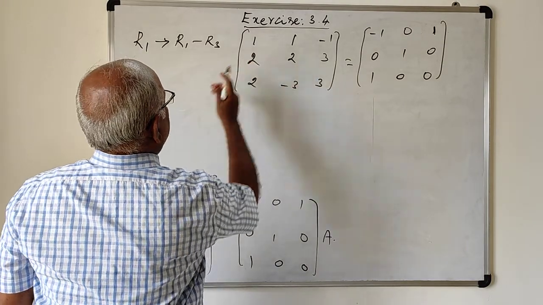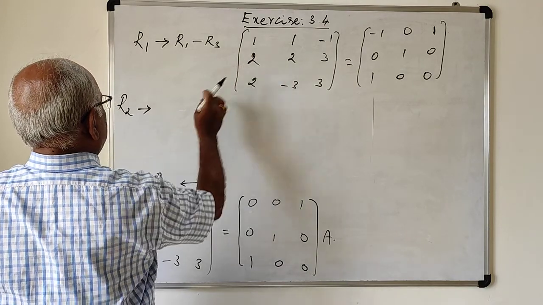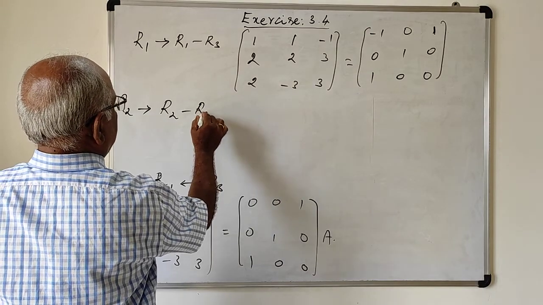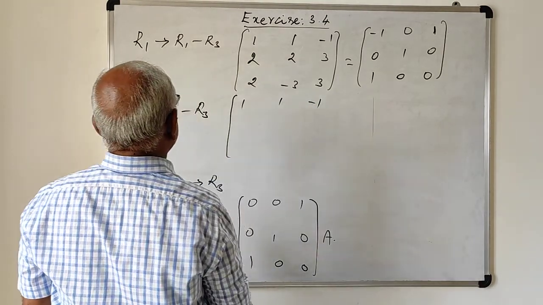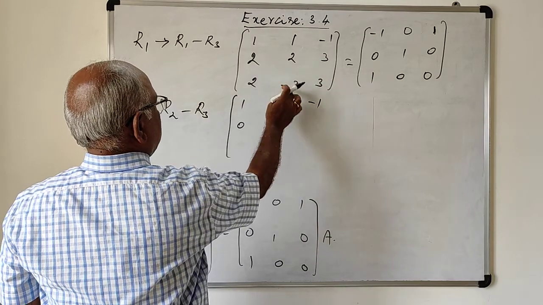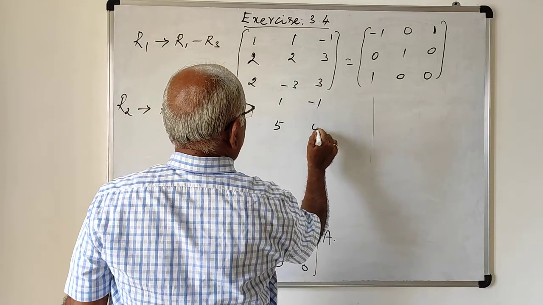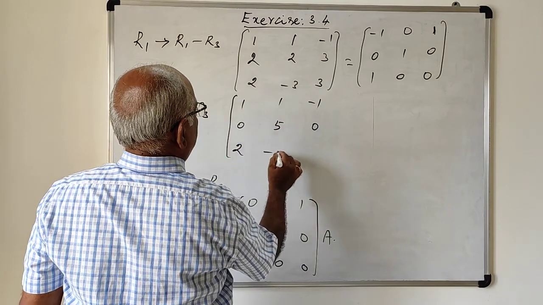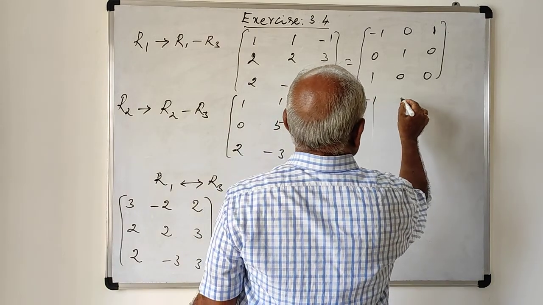R2 minus R3. Next, the R2 elements: 2 minus 2 is 0. Therefore R2 is R2 minus R3. For that, 1, 1 minus 1. R2 minus R3: 2 minus 2, 0. 2 minus of minus 3 plus 3, 2 plus 3, 5. And 3 minus 3, 0. And the third row stays as it is.